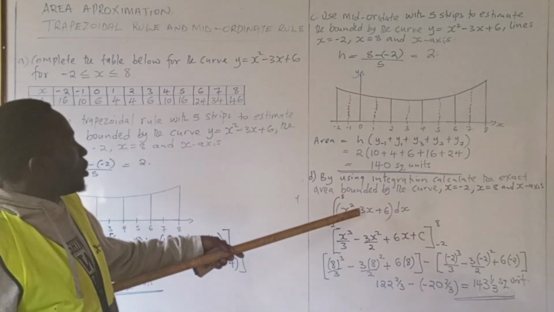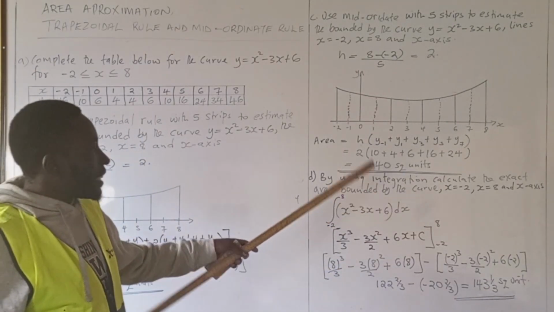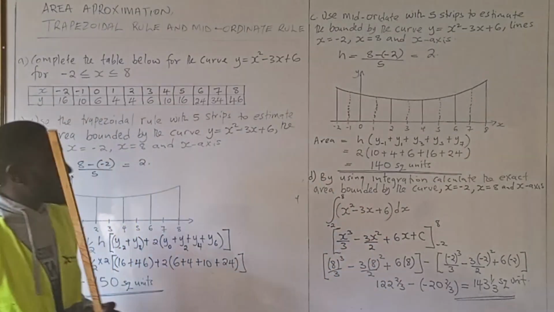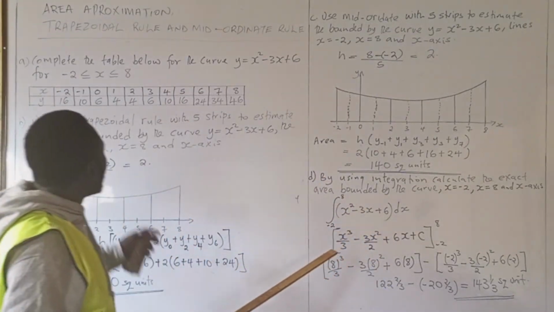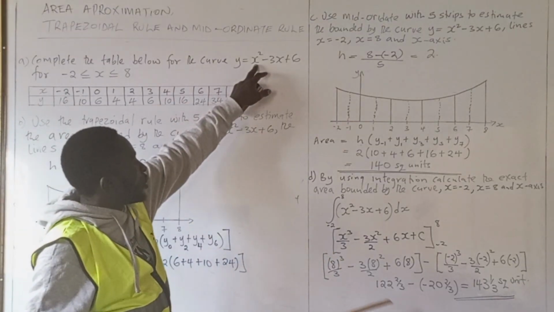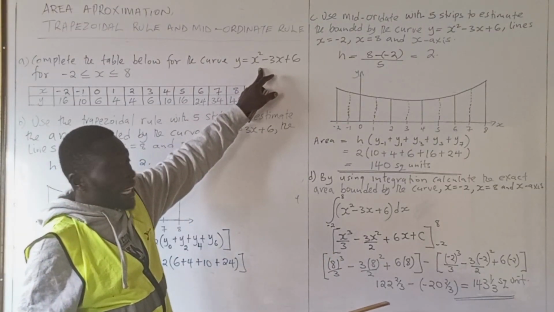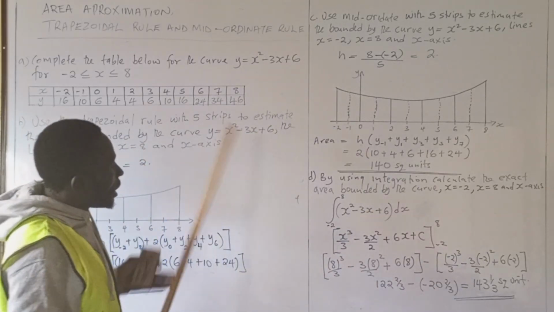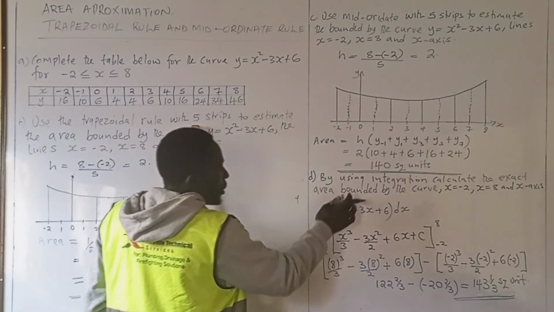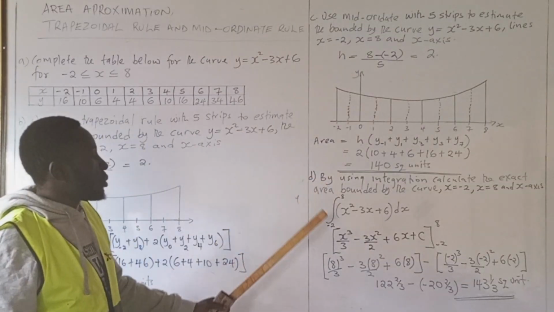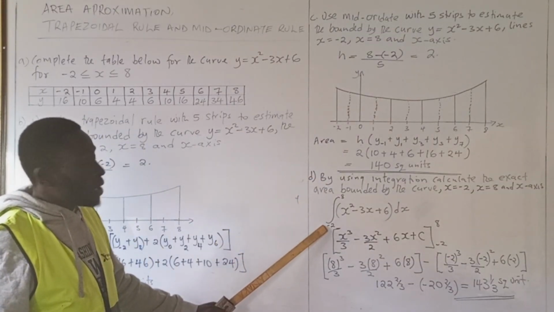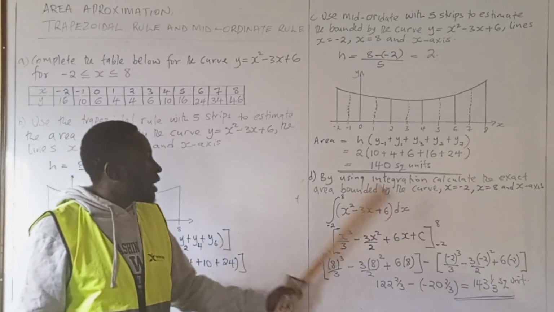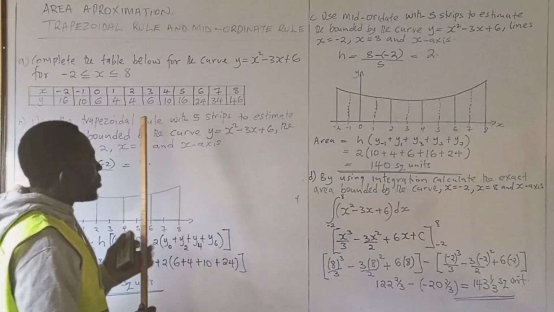And now you are told to get exact area. How do you get exact area? Exact area is gotten by integration. So you integrate the equation y. When you want to get the exact area, use the integration method. So you integrate this value from the lower boundary, which is -2, up to the upper value, which is 8. So when you integrate this with respect to x, how do we normally integrate?